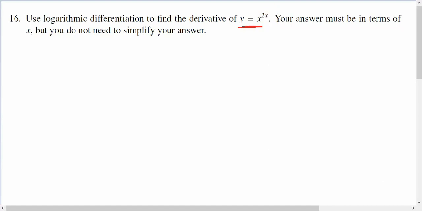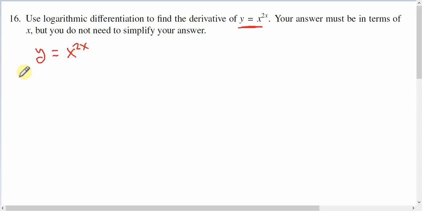We have a formula for x to the n, meaning the top's constant, and we have a formula for the constant base, but not when we have both the base and the exponent varying. But the process we can use is logarithmic differentiation. And so let's do that.